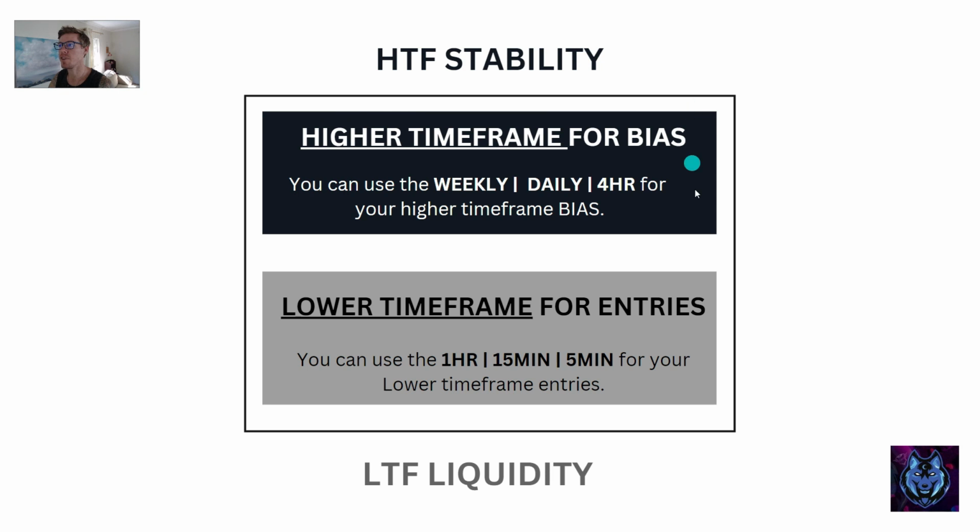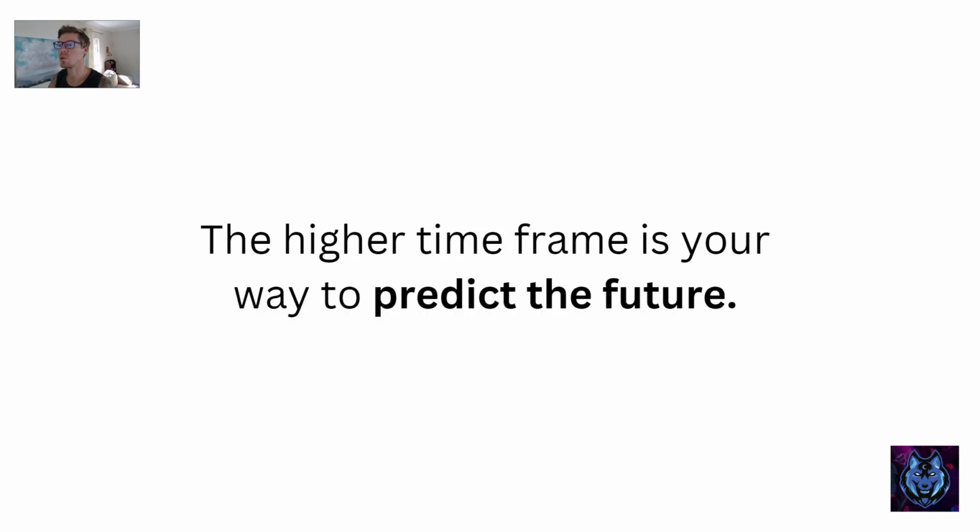We use our higher time frame for bias. You can use the weekly, daily, 4-hour for your higher time frame bias. The higher time frame is the stability. Then we use the lower time frame for entries. You can use the 1 hour, 15 minute, 5 minute for lower time frame entries. This is the low time frame liquidity. The higher time frame is your way to predict the future.